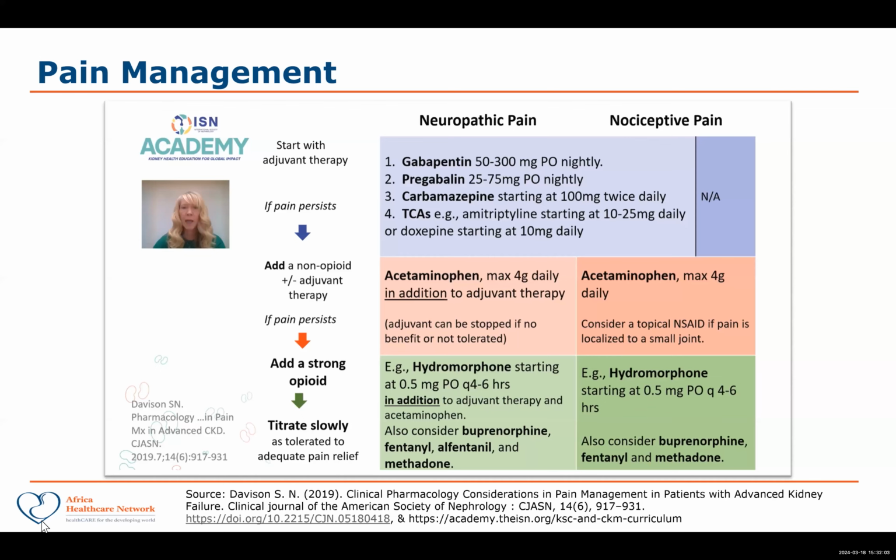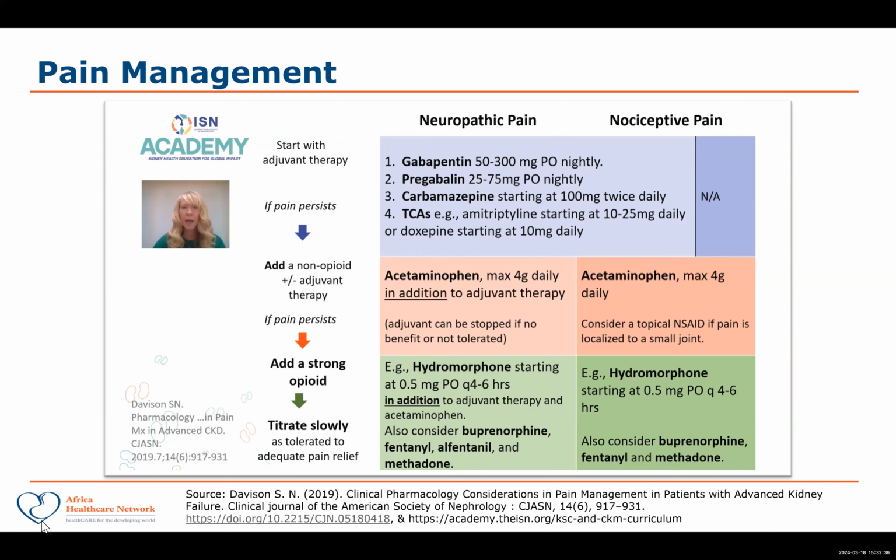We recommend, if the pain persists, to add a non-opioid: acetaminophen, or in our region here, it's called paracetamol. We can give a maximum of 3 grams daily, as well as the adjuvant therapy. It can be stopped if the adjuvant is not working or is not being tolerated well. And again, to treat nociceptive pain, we want to use paracetamol or Panadol.